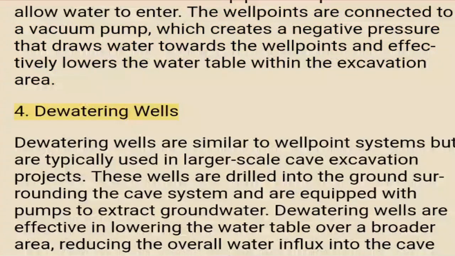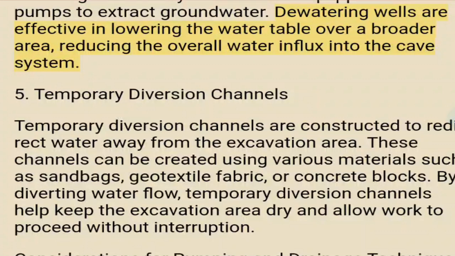4. Dewatering wells. Dewatering wells are similar to well point systems but are typically used in larger scale cave excavation projects. These wells are drilled into the ground surrounding the cave system and are equipped with pumps to extract groundwater. Dewatering wells are effective in lowering the water table over a broader area, reducing the overall water influx into the cave system.